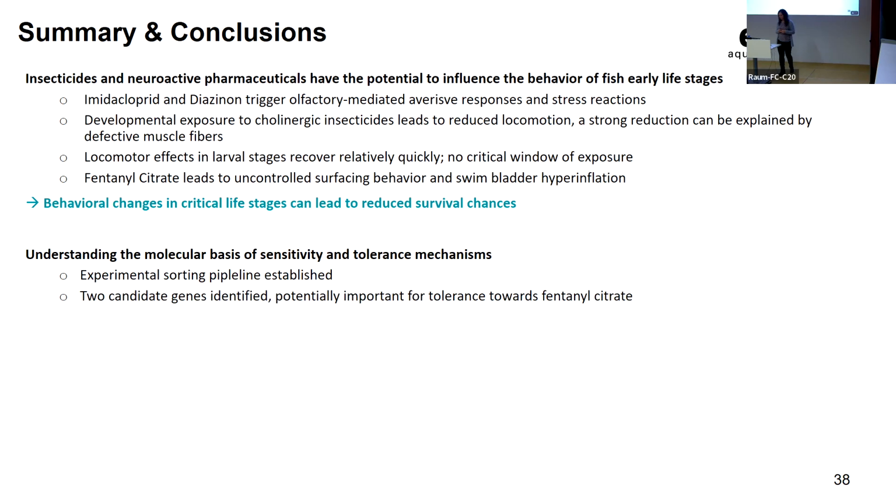And in the second part, I showed you how we try to understand the molecular basis of sensitivity and tolerance mechanisms. And therefore, we established an experimental sorting pipeline. And we identified 2 candidate genes that are potentially important for the tolerance towards fentanyl citrate. And to understand such differences is important because an altered chemical susceptibility at the individual level can also affect the fitness of the whole population.